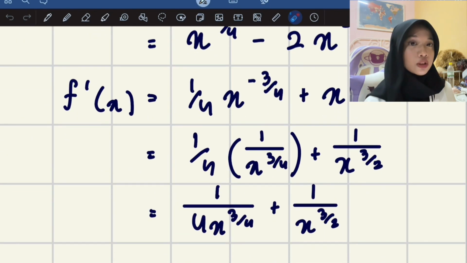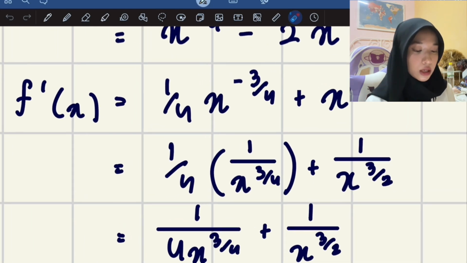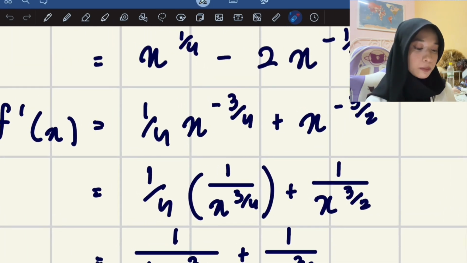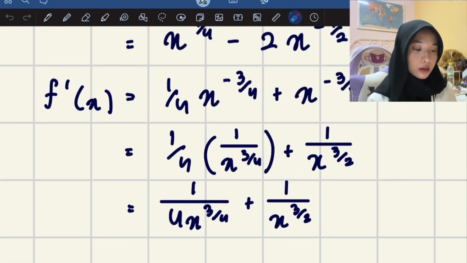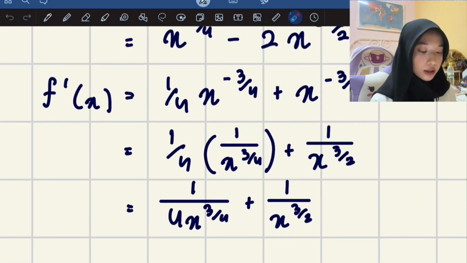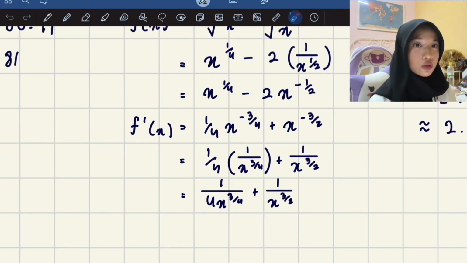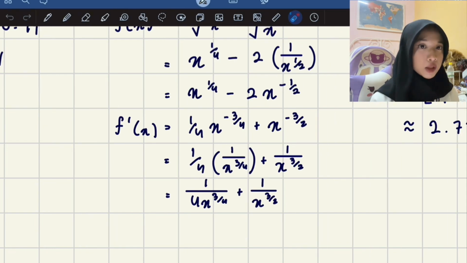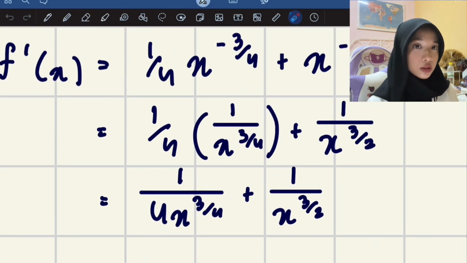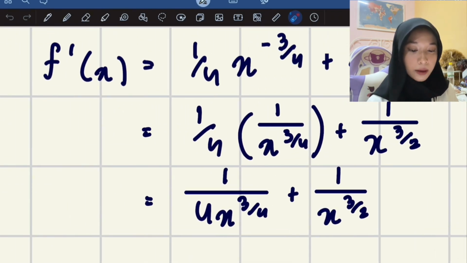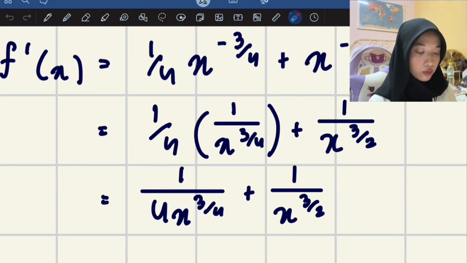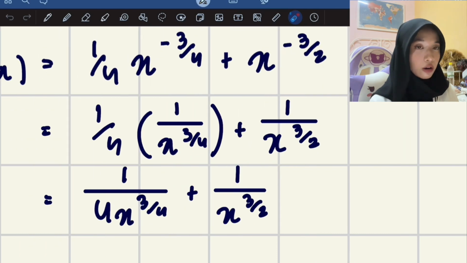Now our next step is to differentiate this equation, which I have done. f prime x equals 1 over 4 x to the power of negative 3 over 4 plus x to the power of negative 3 over 2. You can leave it here, or you can simplify it further so you can replace the values in the next step more easily. So I have done so too, which gives f prime x equals 1 over 4 x to the power of 3 over 4 plus 1 over x to the power of 3 over 2.